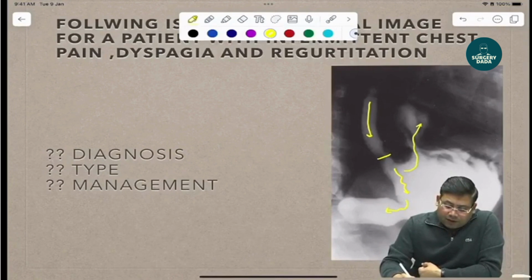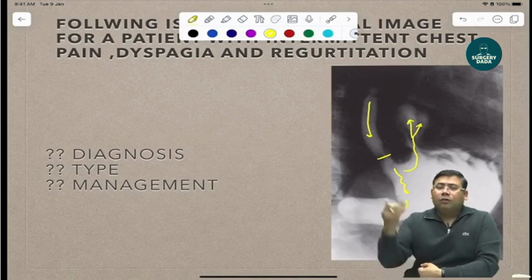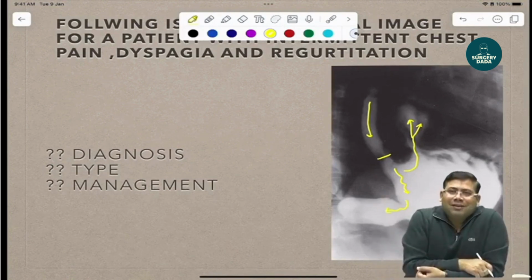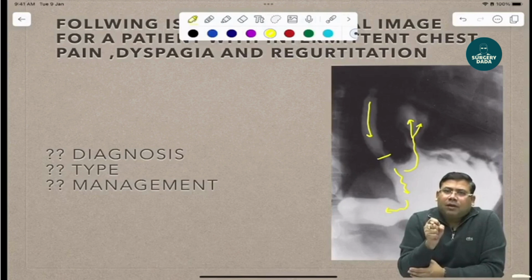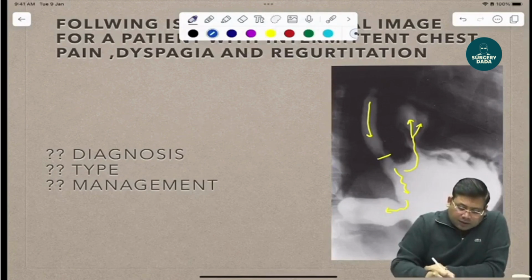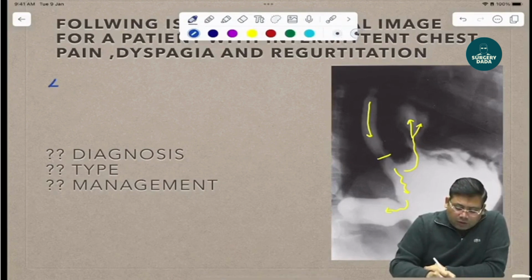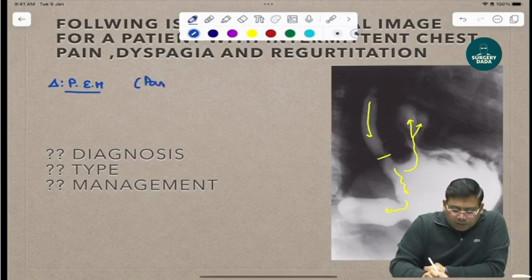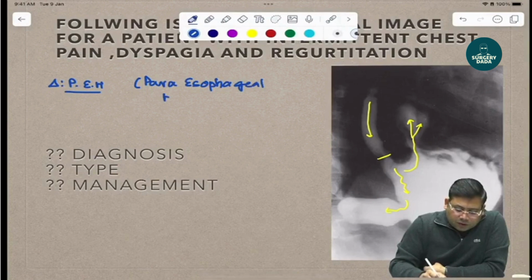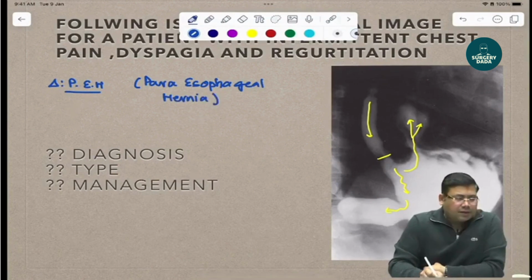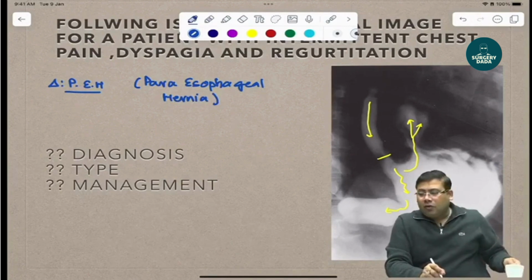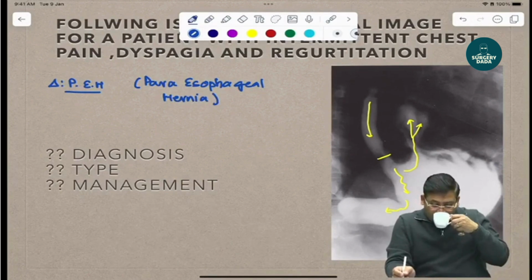But one thing that you can see, that barium has also gone into the mediastinum, out of the way. This is because of the part of stomach protruding into the mediastinum. And this is the diagnosis of PEH. What is PEH, students? Paraesophageal hernias. So this is a classical case of paraesophageal hernia.